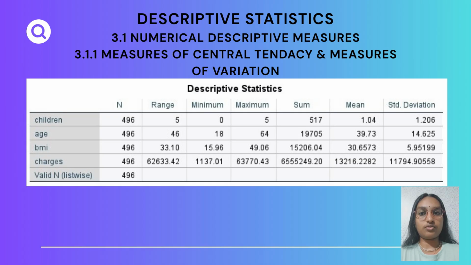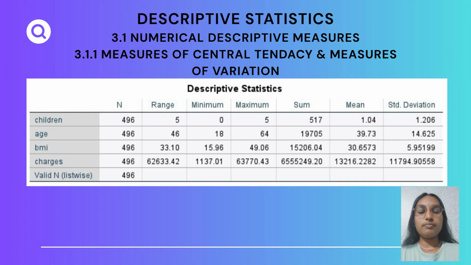First, the average age of the respondents is 39.73 years, indicating that most insured individuals are middle-aged adults. The age ranges from 18 to 64 years with a standard deviation of 14.63, showing a wide distribution of ages.